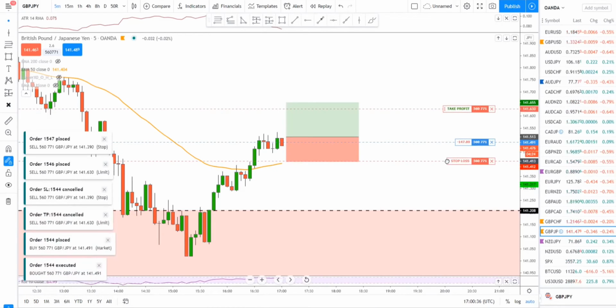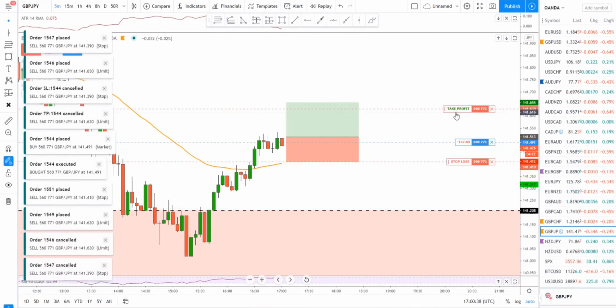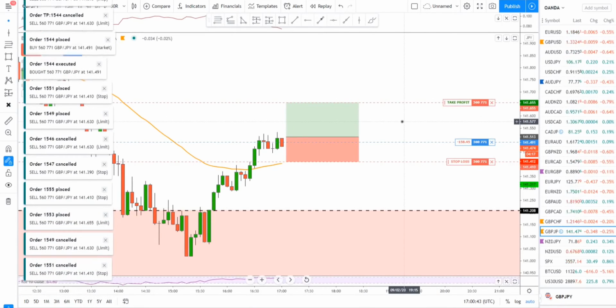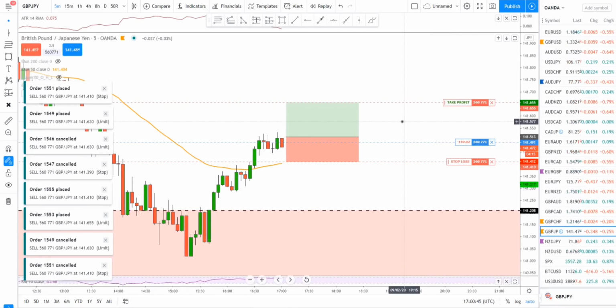I'll keep you guys updated as this trade plays out and let you know what we end up, either we end up making money or losing money. Either way, I'll let you know and talk to you more about the analysis that went into this trade. I'll talk to you in just a second.